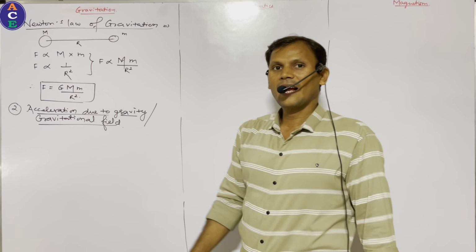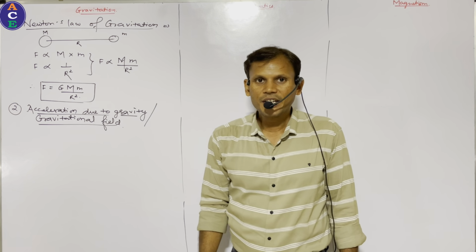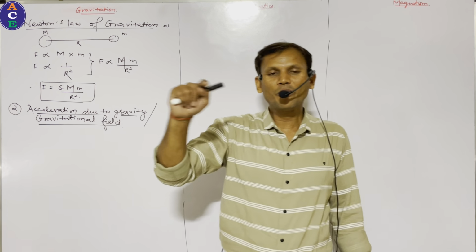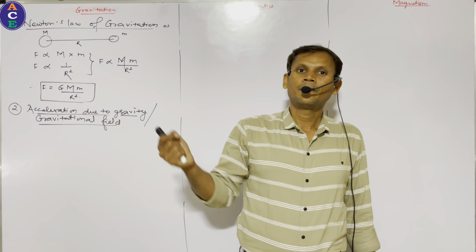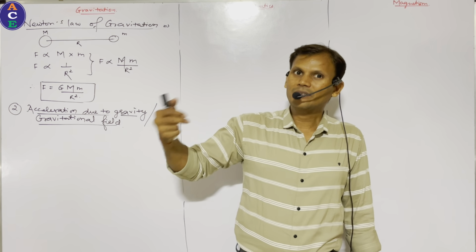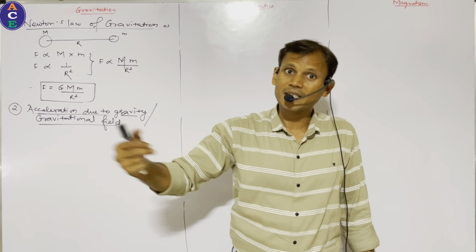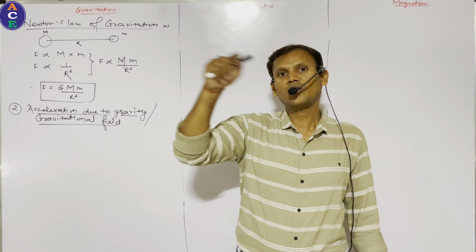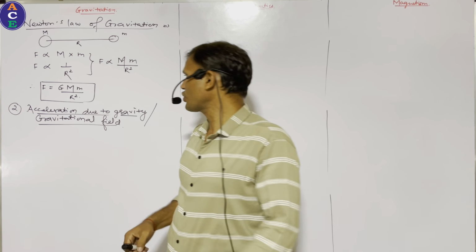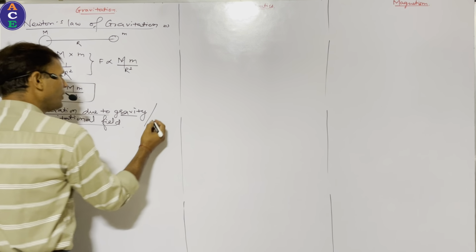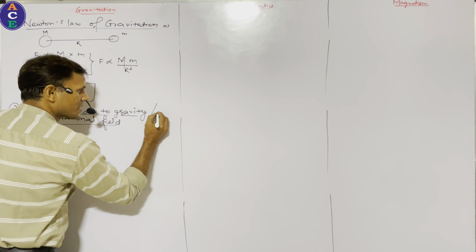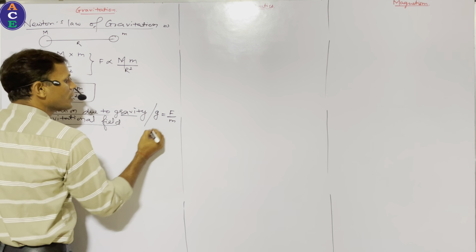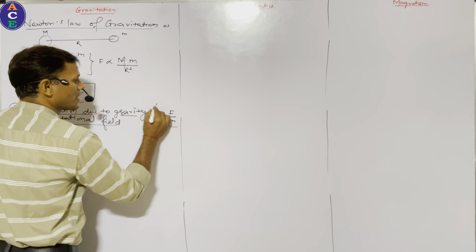And what is the gravitational field? Gravitational field is the space around the Earth up to which Earth can attract all the masses towards its center. That space around the Earth is called the gravitational field, and we can write this acceleration due to gravity as the gravitational force acting per unit mass.